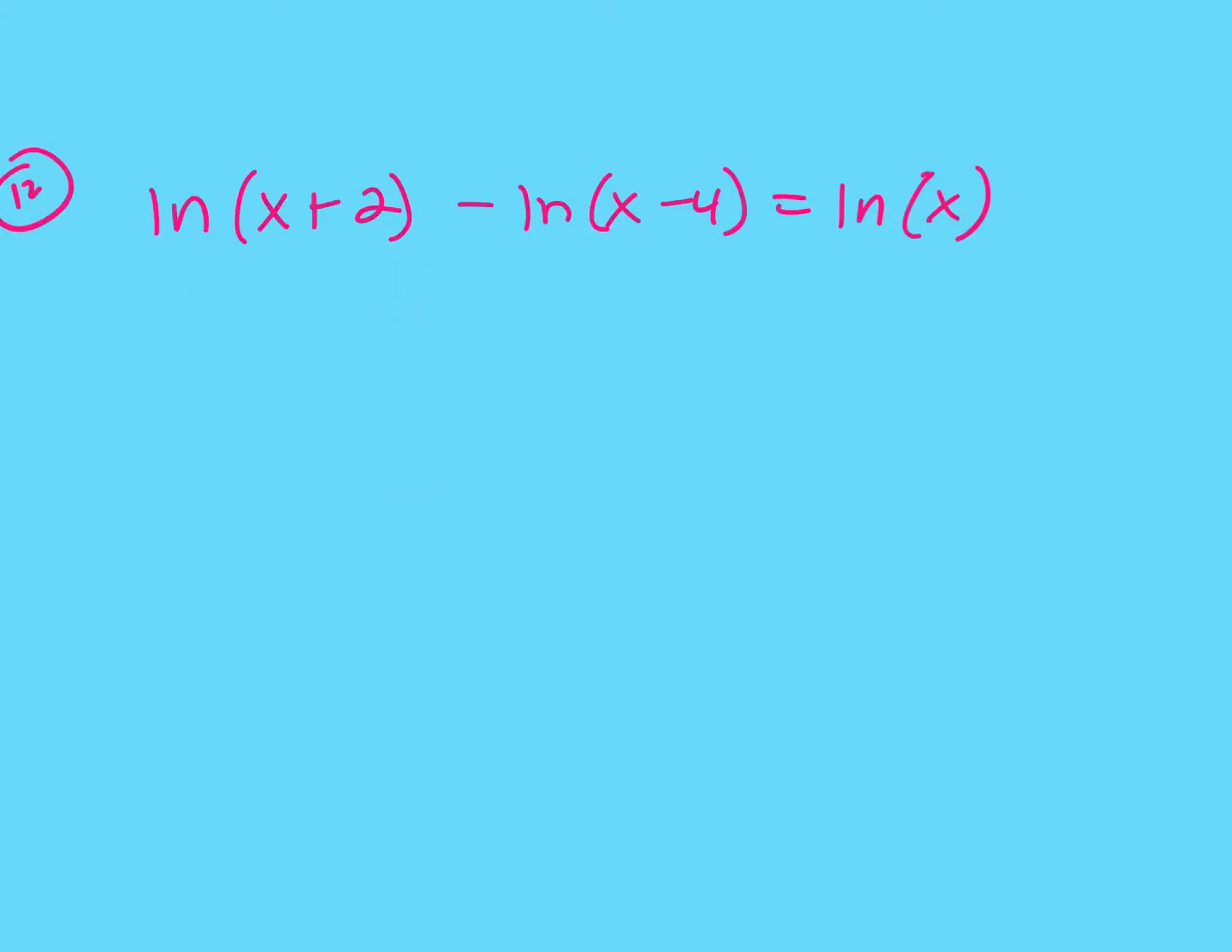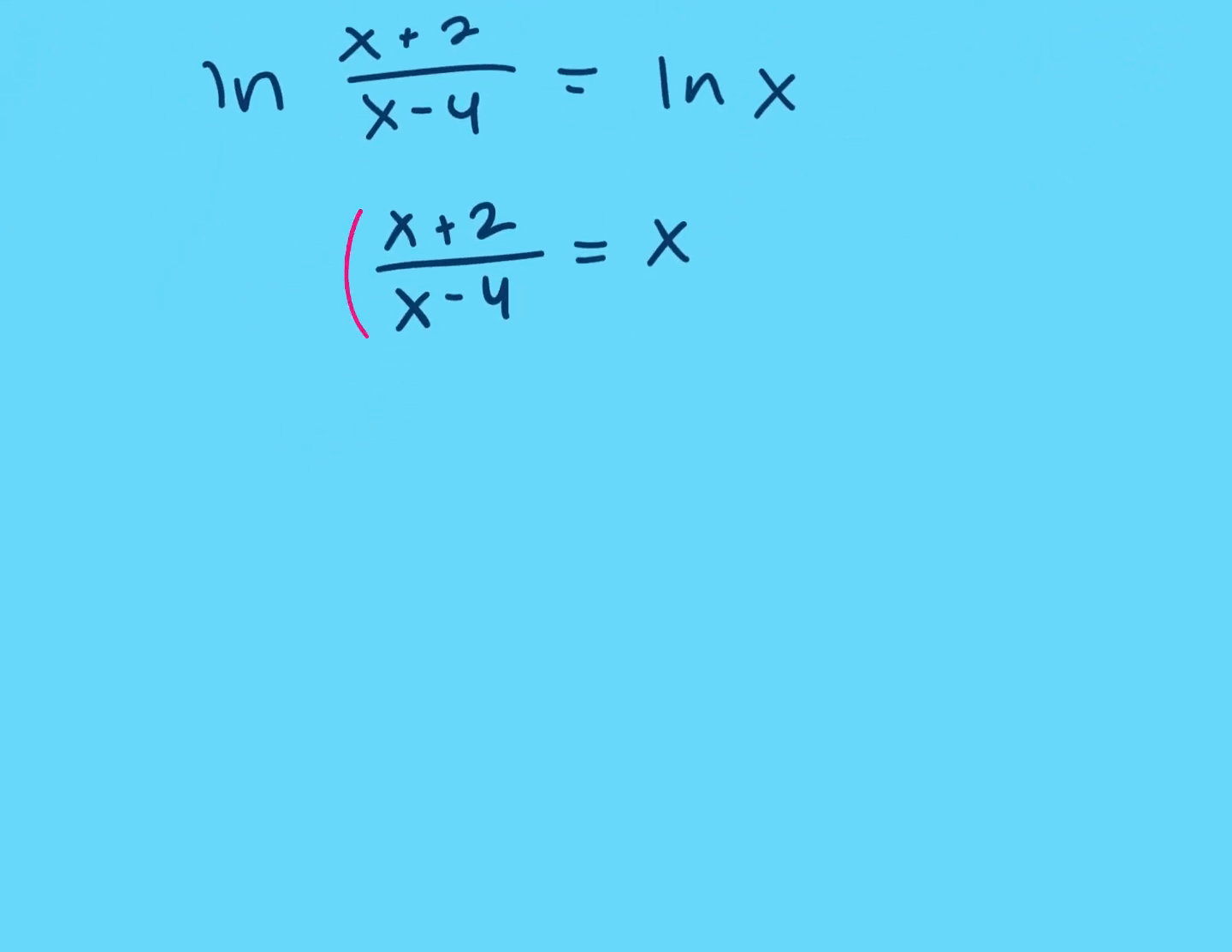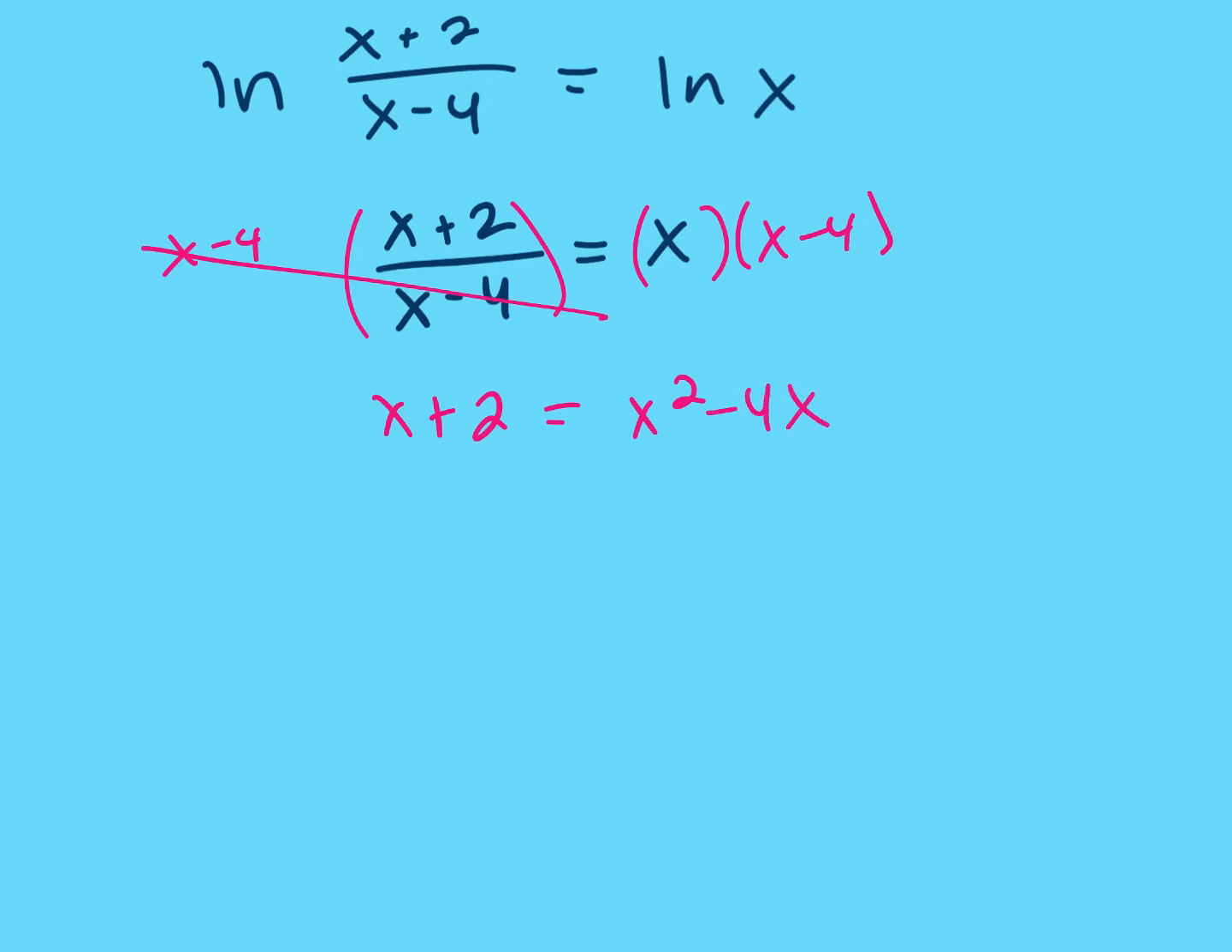All right, the last one has multiple logs on one side, so I have to condense it first. So it would be ln of x plus 2 over x minus 4 equals ln of x. If it was a single number on the other side, I would do e to the power equals that fraction, but this time I get the one-to-one. So I ignore the ln's and rewrite it as x plus 2 over x minus 4 equals x. I'm going to multiply both sides by x minus 4. These cancel. I get x plus 2 equals x squared minus 4x. As soon as you see the squared and the x, you should know you're going to have to factor. So get everything to one side.